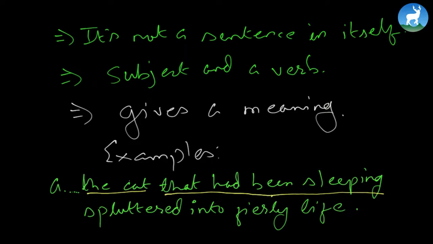Here, the subject is the cat, and "that had been sleeping" is what we call the clause. Now, if you look at this carefully, it is talking about the cat. The cat is the subject, and "spluttered into fairy life" is the predicate. So what had been sleeping? It's the cat. This is what defines the cat here, and this is what we take as a relative clause.